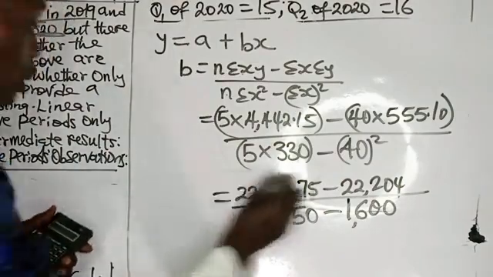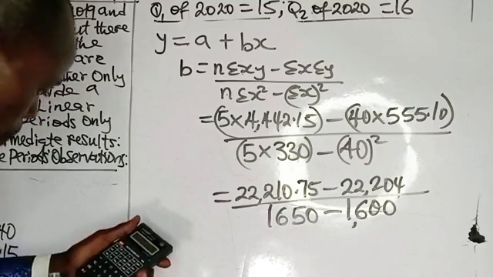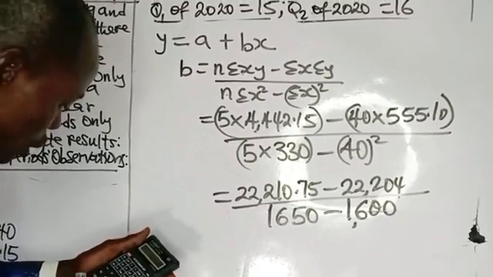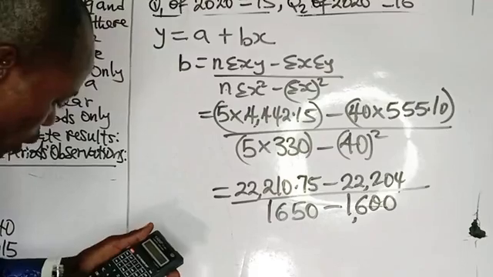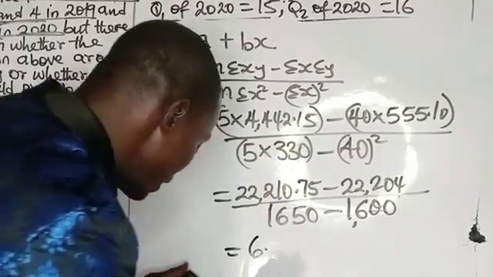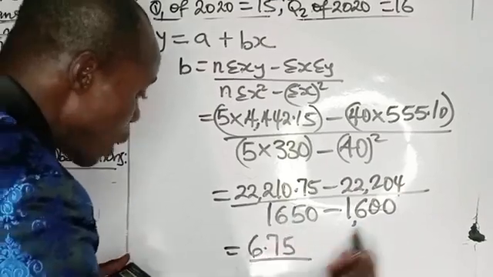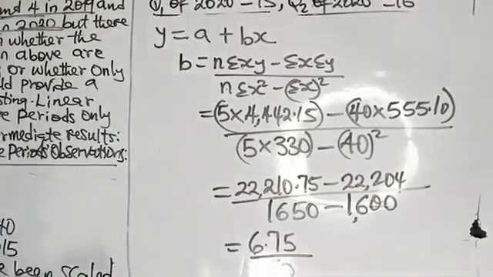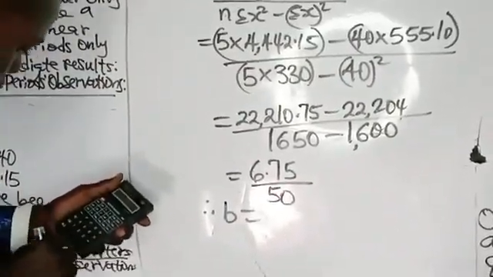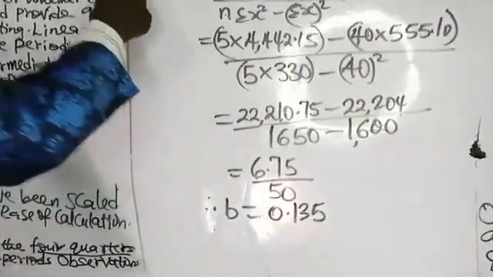So now let's subtract the numerator: 22,210.75 minus 22,204. We have 6.75 over the subtraction of 1,650 minus 1,600. Then you'll be left with 50. Therefore, B equals 6.75 divided by 50, which is 0.135.